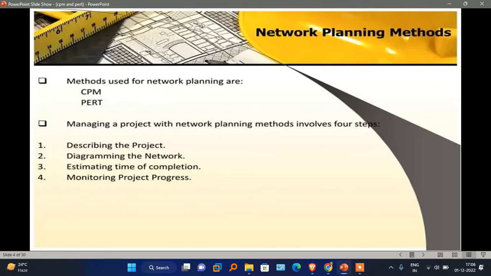Managing a project with a network method involves 4 steps: describing the project, that is, we need to understand the complete project in different parts or components; then diagramming the network; then estimating the time of completion, finally how much maximum time it could take; and then monitoring the project progress, that is, what are the issues related to project development.